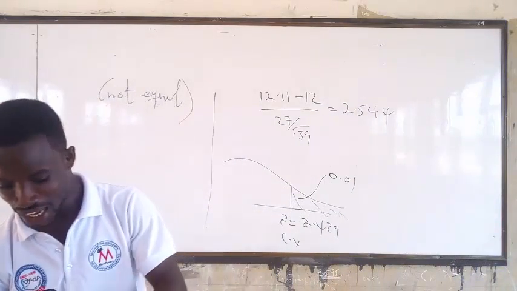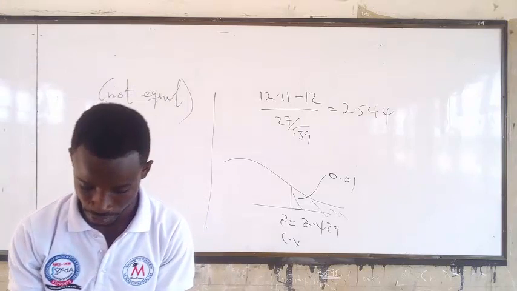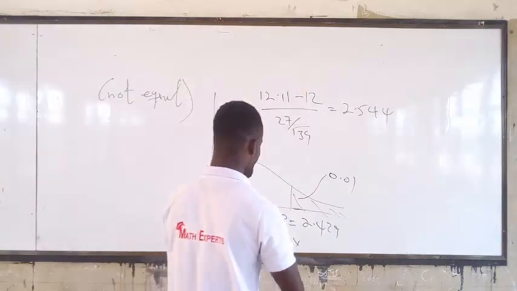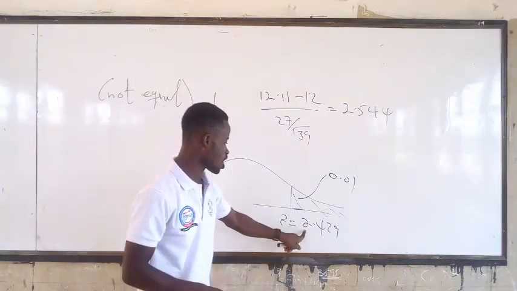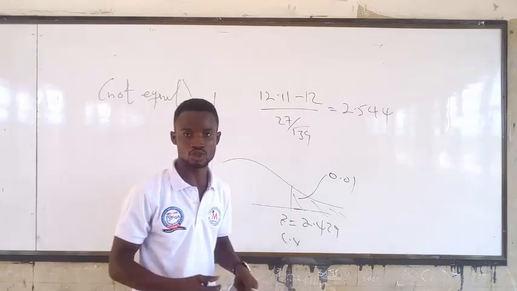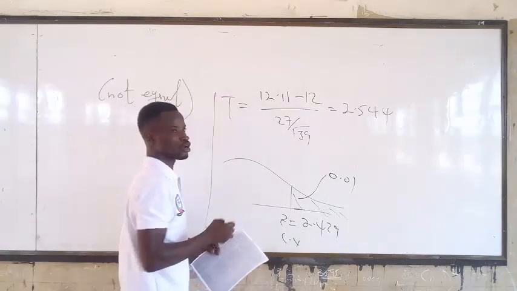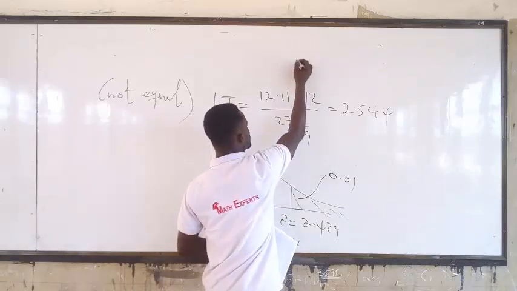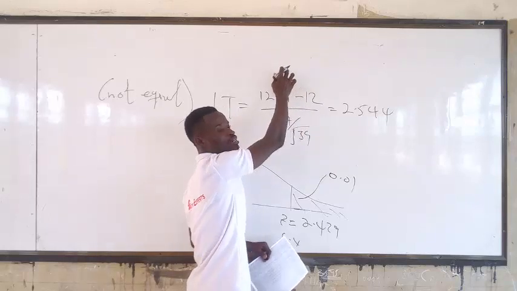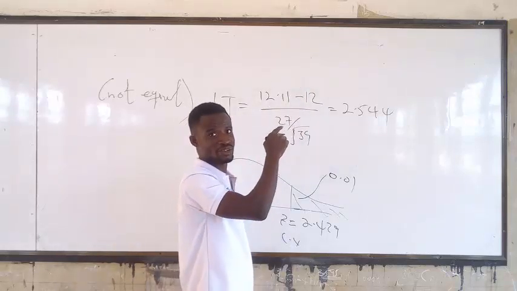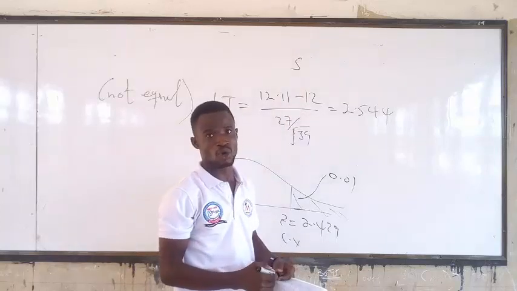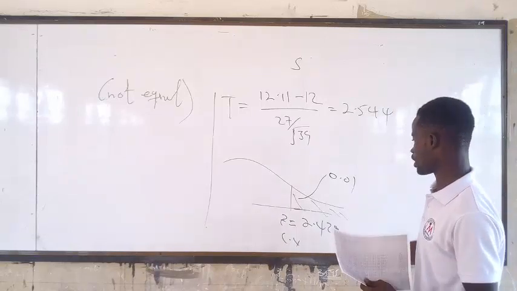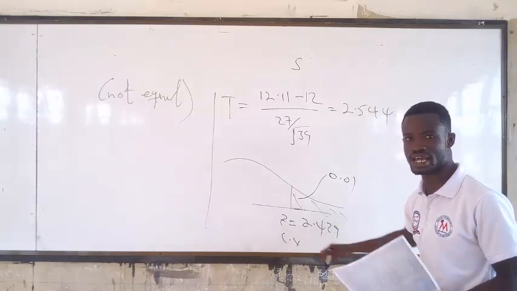I hope you have your T distribution. Take your T distribution, let me help you out. You are not going to read this on the normal distribution. Know that this is T equal to. So this is the T distribution, because we are not using the population standard deviation, we are using the sample standard deviation. So I'm guiding you on how to get this.